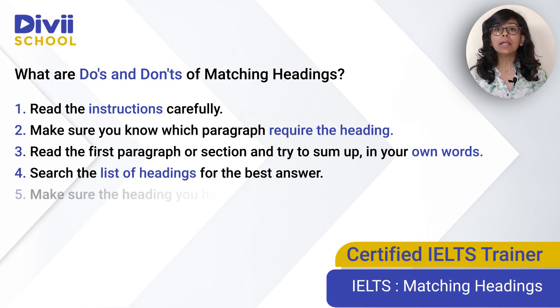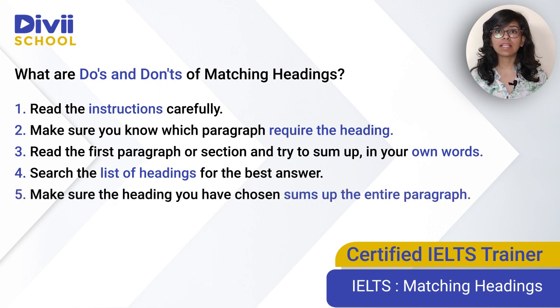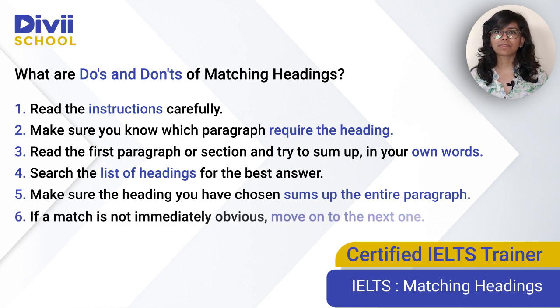Number 5, make sure that the heading that you've selected summarizes the whole paragraph and not just a portion of it, or that it is not too general in scope. What I mean is, sometimes the headings would be too wide in scope and may cover points that were not written in the paragraphs, and sometimes it may be too narrow in scope and may cover only one specific point that was covered as a part of the paragraph.